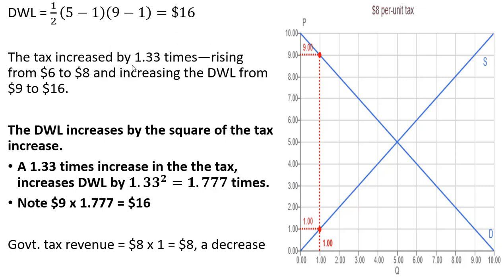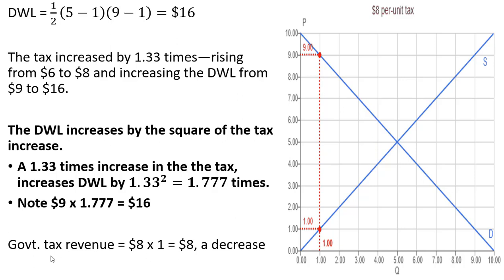So the tax increased from our last example by 1.33 times, rising from 6 to 8. So that's a 1.33 times increase, or 1 1/3. And we'll notice that our deadweight loss went from $9 in our last example to $16 here. Following that rule, if the tax increased by 1.33 times, the deadweight loss will increase by 1.33 squared, or 1.777 times. And so if we take our deadweight loss from the last example, it's $9, multiply it by 1.777, that's $16, what we found as the area of this deadweight loss triangle.